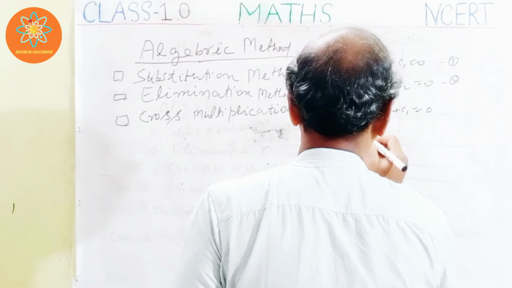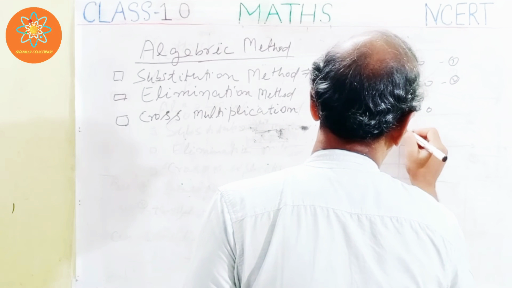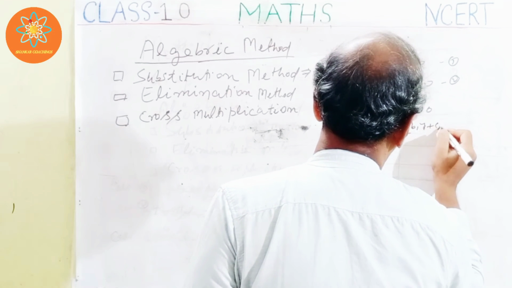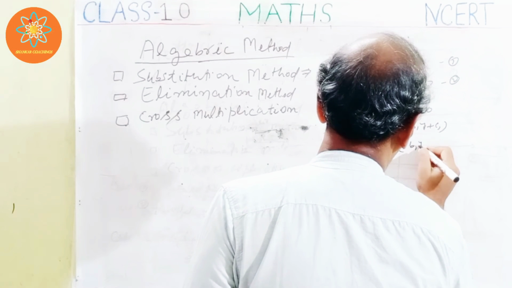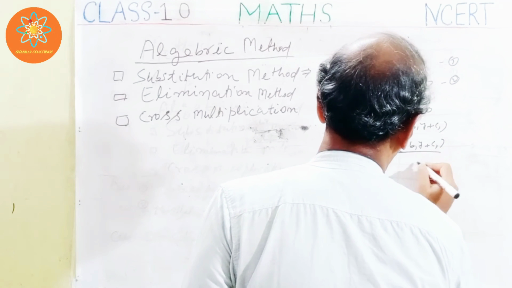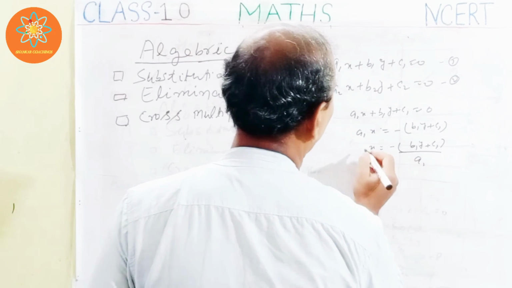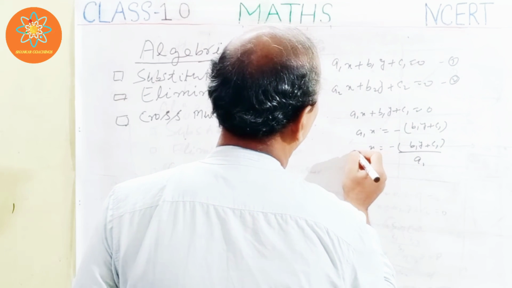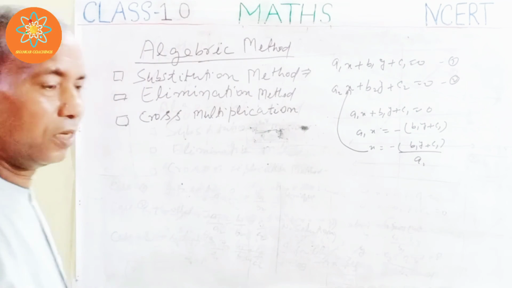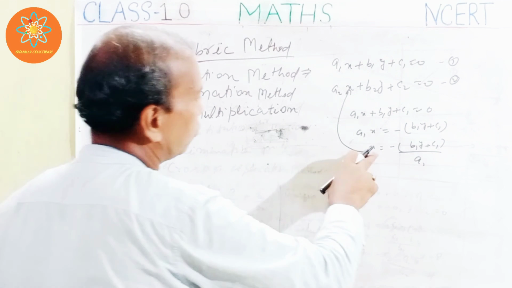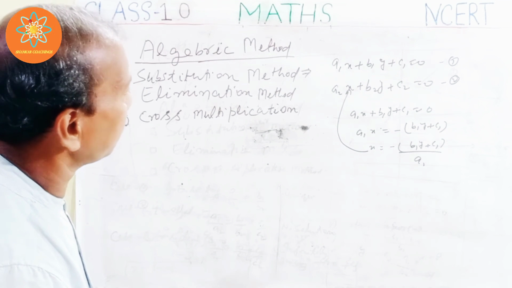The value of x will be: a1x is equal to minus (b1y plus c1), so x is equal to minus (b1y plus c1) divided by a1. This is the value of x. I put this value of x in equation 2. Since we are substituting the value of x in equation 2, that is the substitution method.